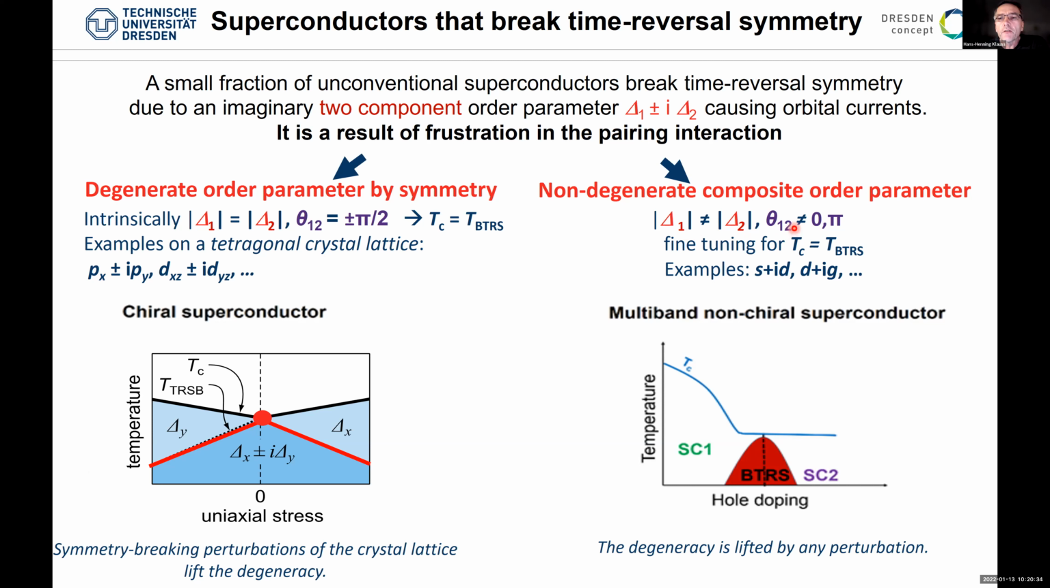They should not necessarily be 0 and pi. And other examples are here: S plus iD, or D plus iG, and so on. This is, in the first place, what we wanted to differentiate between for strontium ruthenate. In principle, one idea is to apply a uniaxial strain along the A or B direction in this tetragonal lattice, and thereby lift the degeneracy between the two order parameters.